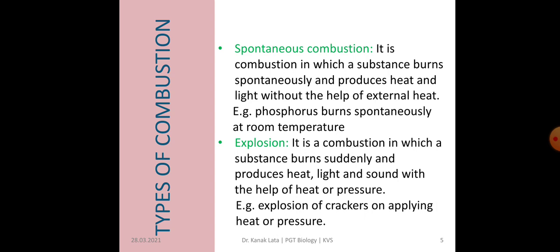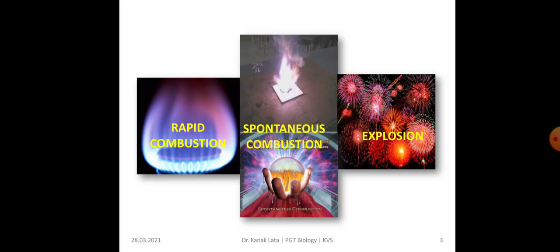Third one is explosion. In this type of combustion, a substance burns suddenly and produces heat, light and sound with the help of heat or pressure. For example, explosion of crackers. So, whenever heat or pressure is applied on the cracker, then it explodes. Here you can see the diagrammatic view of rapid combustion, spontaneous combustion and explosion.